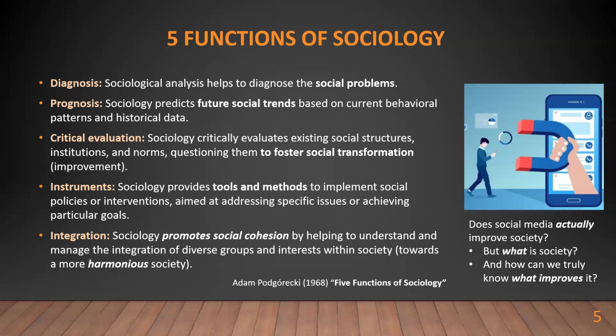Then prognosis. Sociology predicts the future social trends based on current behavior, the patterns that it shows and the historical data. Then there's critical evaluation. Sociology does indeed criticize and tries to show the hidden nature of structures, institutions, norms, and it's questioning them to foster social transformation. Now, we assume that transformation is improvement, but as the history shows, that's not always necessarily the case.